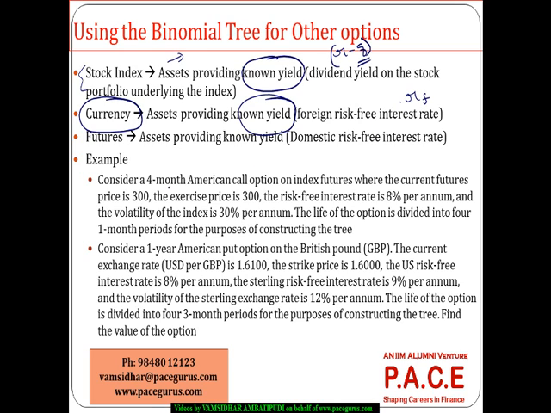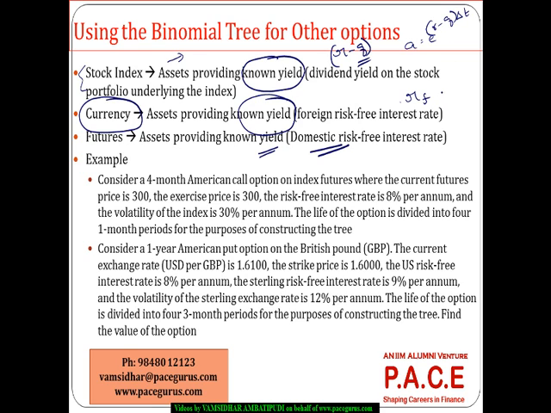And similarly, when I am looking at options on futures, I can expect that to be equivalent to an asset that is providing a known domestic risk-free rate of interest as the yield. So probably here my a value, which is e to the power of (r minus q) times delta t, here it will be like this.